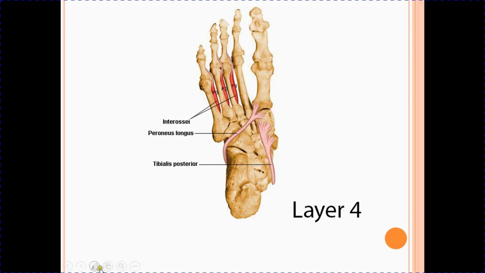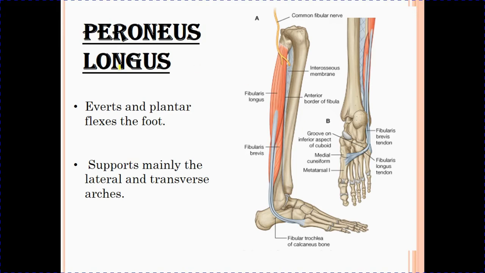Okay, again you can see in this figure how it gets inserted. This is the tendon of the peroneus longus muscle. It is crossing the undersurface of the foot and it gets inserted into the medial cuneiform and the first metatarsal. A very clear picture to show you the insertion of peroneus longus. The peroneus longus everts the foot as well as plantar flexes the foot.